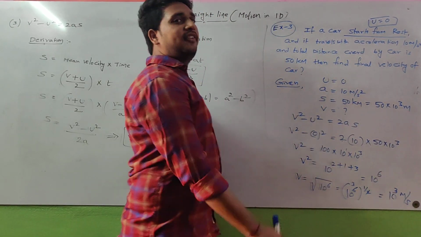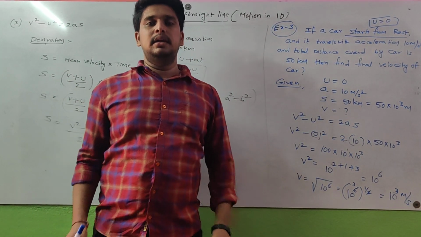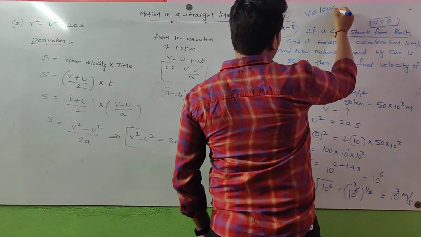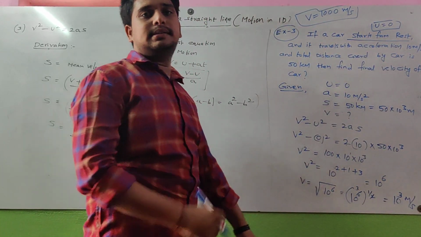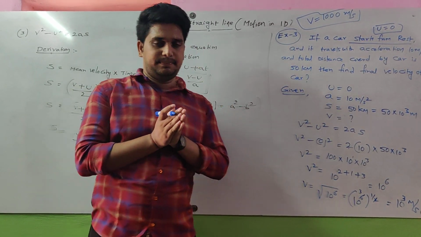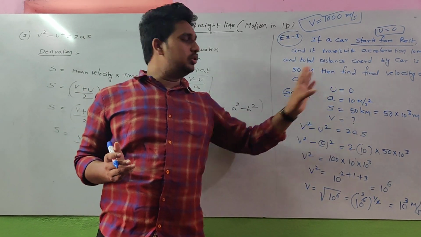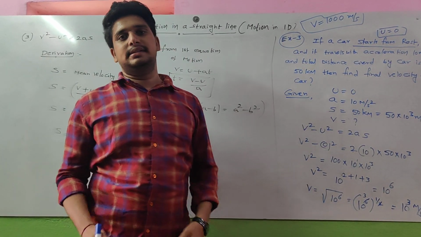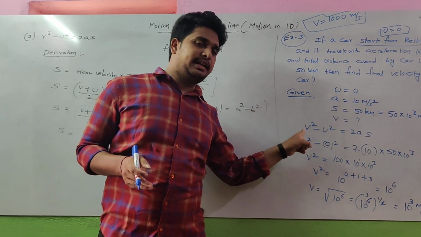So what is the final velocity attained by the car here? 10 cube meter per second. That means the answer for this question is final velocity is equal to 1000 meter per second. 1000 meter per second here. Right? What is given in the question here? In the given data we got u is equal to 0, a is equal to 10 meter per second square, s is equal to 50 kilometers. The kilometer is first converted into meters. After conversion we need to find the final velocity.